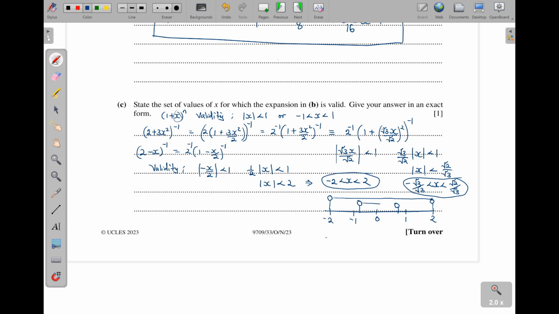Now, when I try to connect here, this is the common region for both of them. So that means the overall validity is actually going to be negative root 2 over root of 3 less than x less than root of 2 over root of 3. And that is going to be our answer.